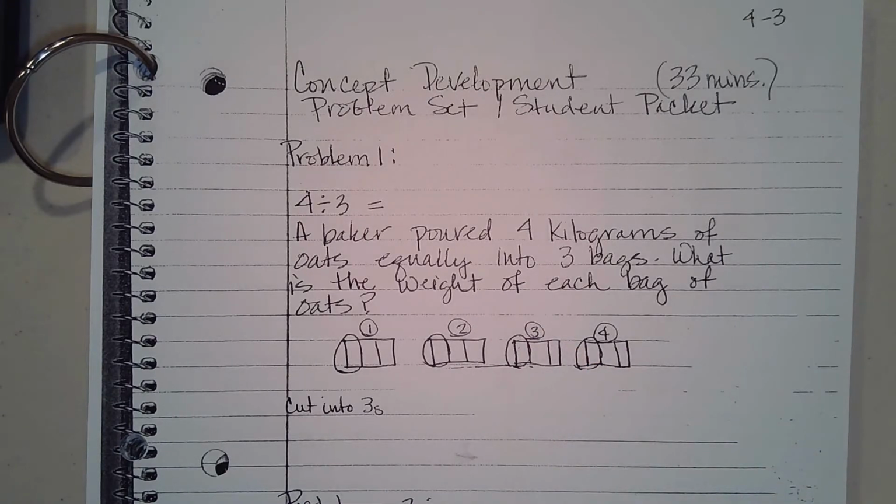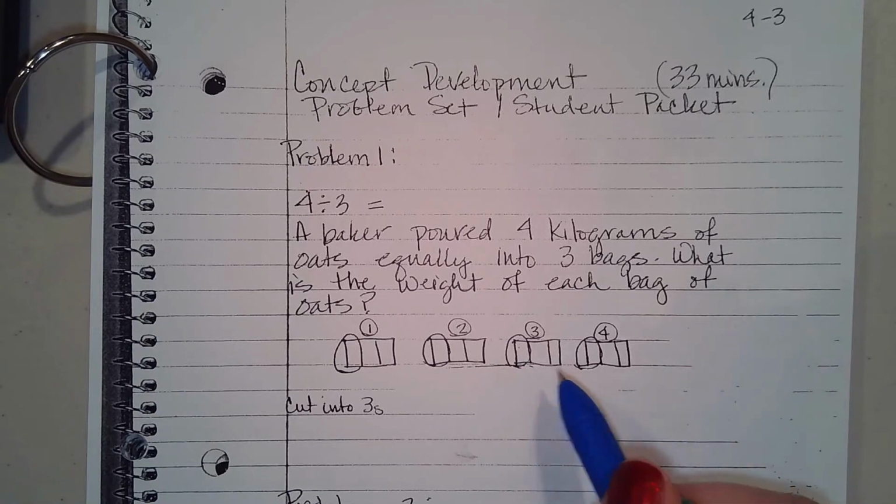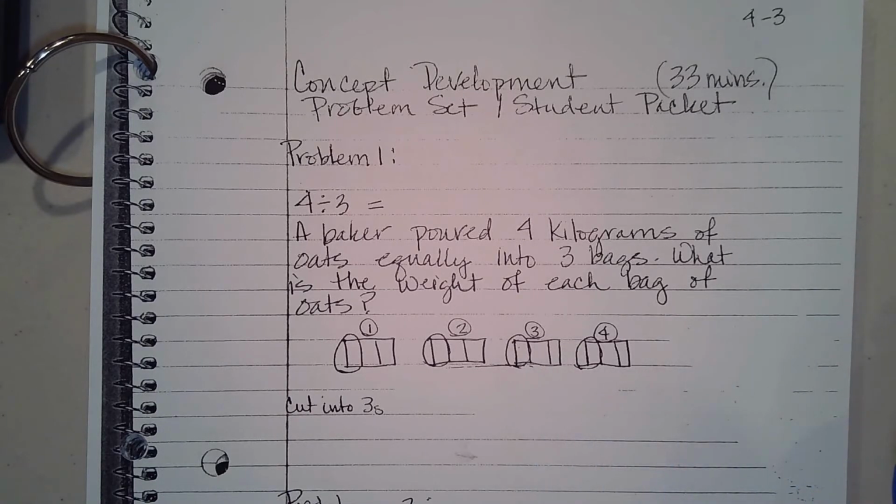When you share equally, it means taking what you have and dividing it into equal groups. The total is 4 kilograms of oats being divided into 3 bags. So the division sentence is 4 divided by 3. The whole is 4 and the divisor is 3. So let's represent the kilograms with squares like we did yesterday, and the squares are easier to cut into equal shares than circles.